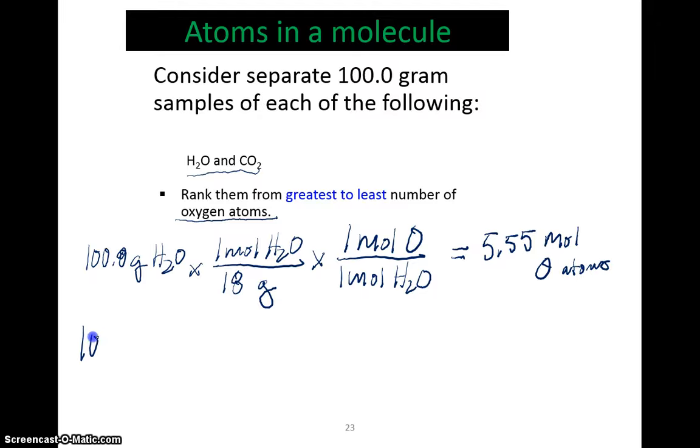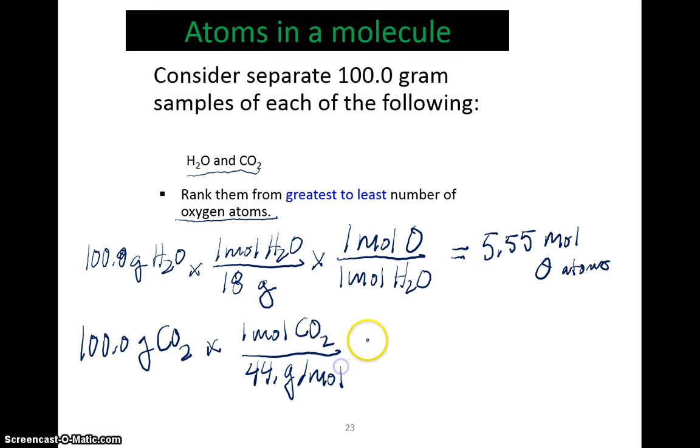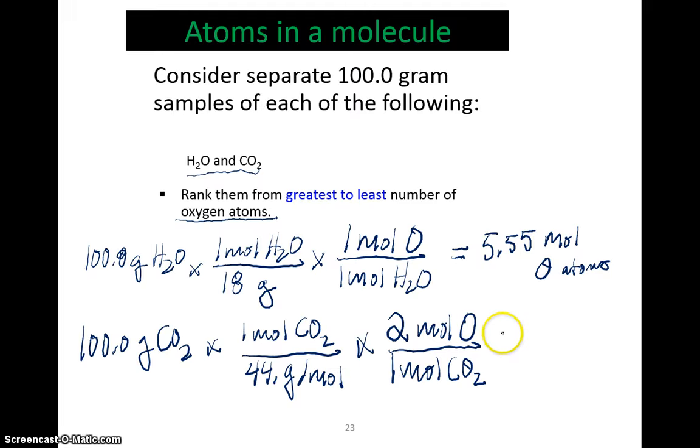We do the same thing with 100 grams of carbon dioxide. For every 1 mole of carbon dioxide, the molar mass is 44 grams per mole. Now, for every 1 mole of CO2, we have 2 moles of oxygen. Remember, this subscript is telling us that for every carbon dioxide, we have 2 oxygens. So therefore, we can calculate this out, and we get 4.56 moles of oxygen atoms.